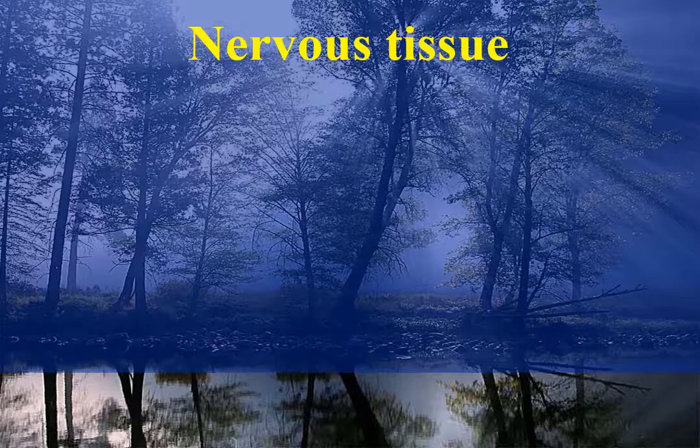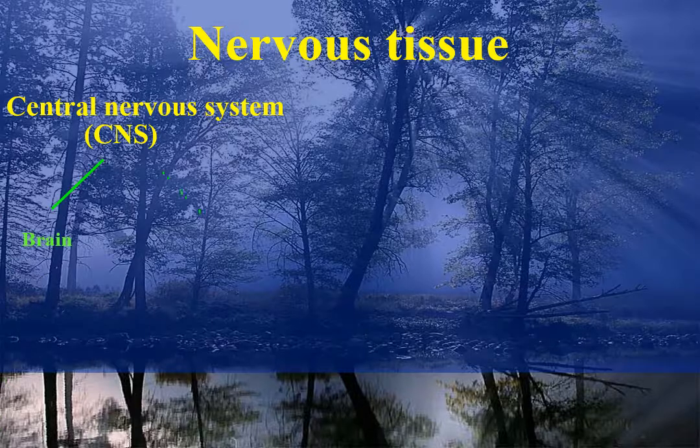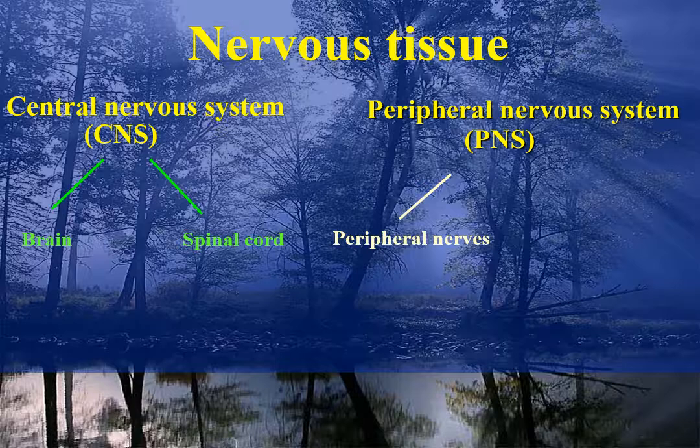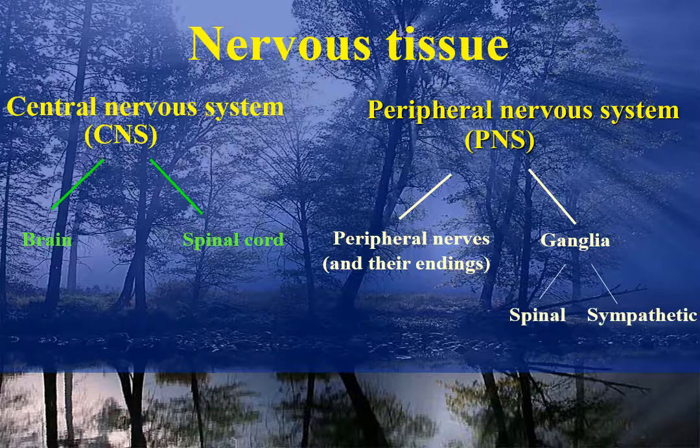Nervous tissue is one of the 4 basic tissues of the body. It is classified anatomically into central nervous system, CNS, which includes the brain and the spinal cord, and peripheral nervous system, PNS, which includes the peripheral nerves and their endings, together with ganglia, both spinal and sympathetic.